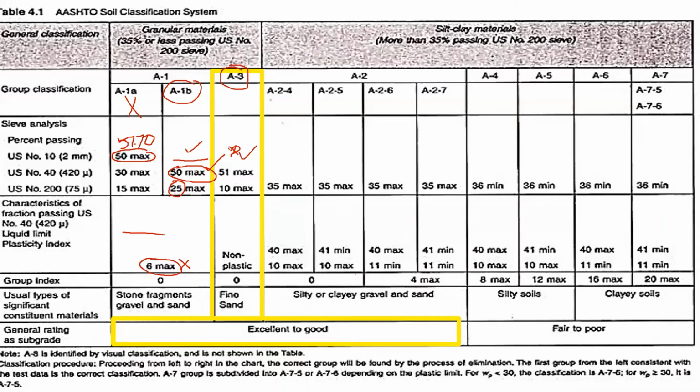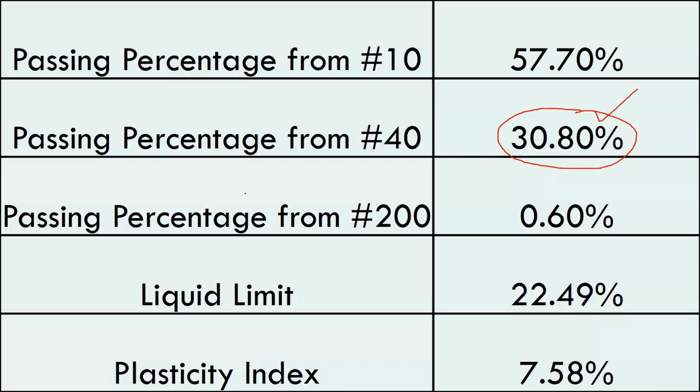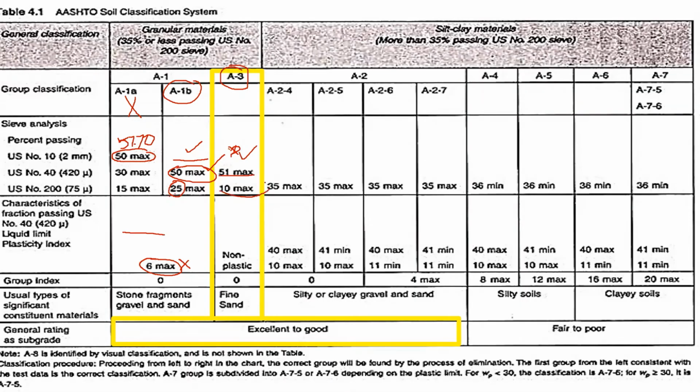So it's okay that we are moving towards the A3 classification. So it is under that limit. So number 200 passing is 10 maximum. So it is 0.6%. So it comes under 10% passing. So it's okay. And then what you have to do, plasticity index, that is greater than 6 maximum. No value is written over here.